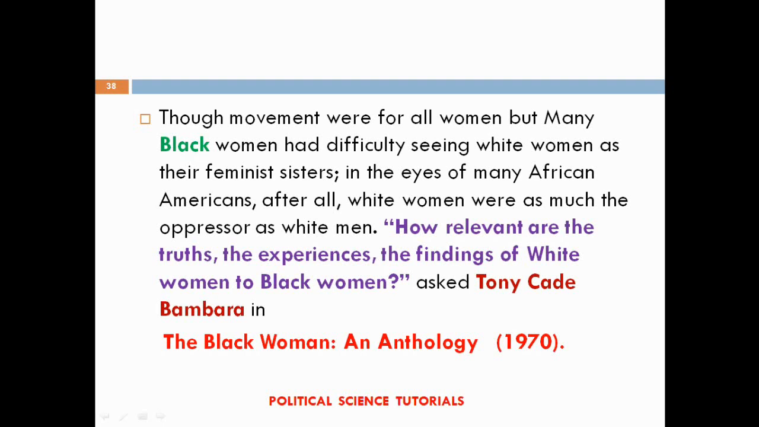In her book, The Black Woman: An Anthology, which was published in the year 1970, Toni Cade Bambara asked, how relevant are the truths, the experiences, the findings of white women to black women? So we can see that there was a gap in different issues and positions among feminists themselves.